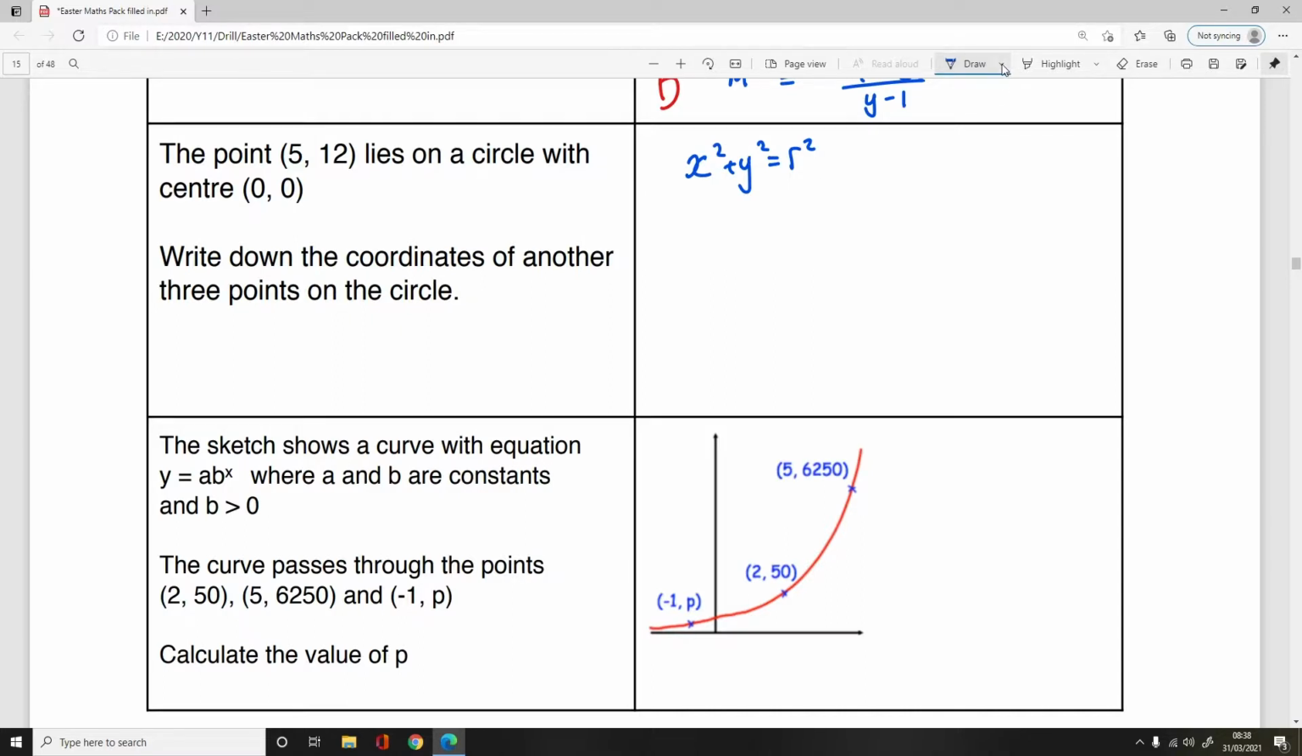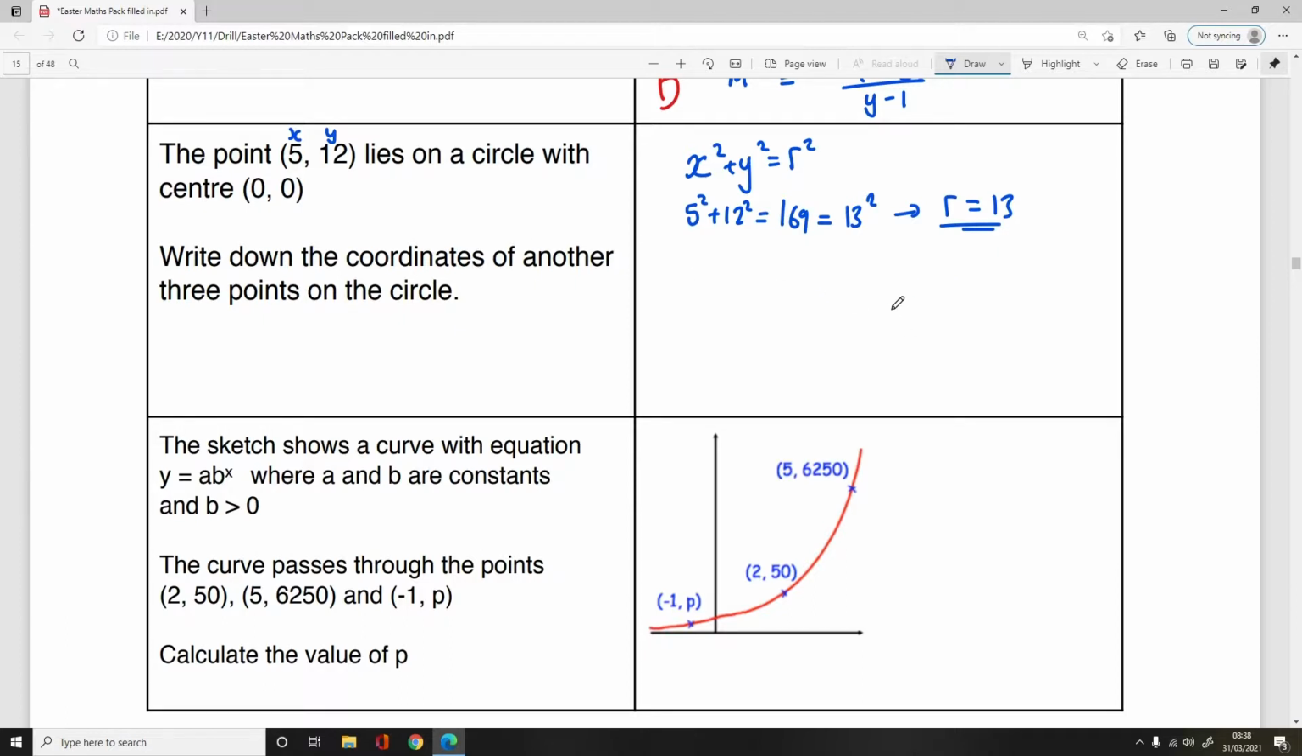So what we're going to do is sub that point in here to work out what r squared is. So this is our x and this is our y. We can go 5 squared add 12 squared, that's 169. And if we square root that, we'll get 13. So this is 13 squared. This tells you the radius of the circle is 13.